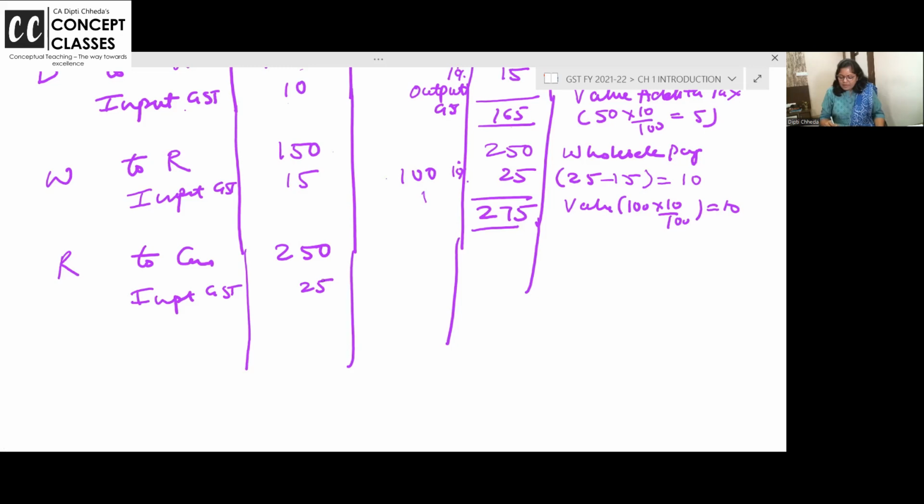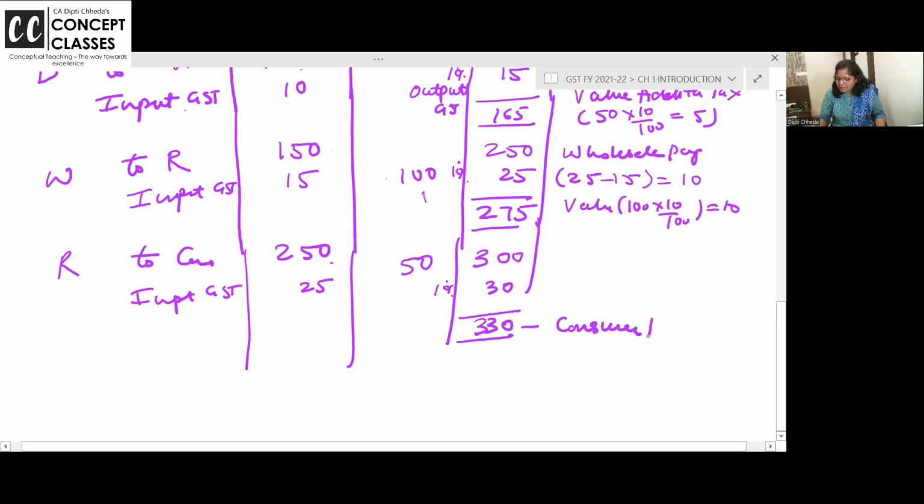Now what he will do is, on the 250 he has paid 25 as input GST. He will add say 50 rupees of his profit and he will sell at 300 to the consumer. He will charge the consumer 10% GST, which is 30 rupees. I'm just taking the same rate; the rate could change.